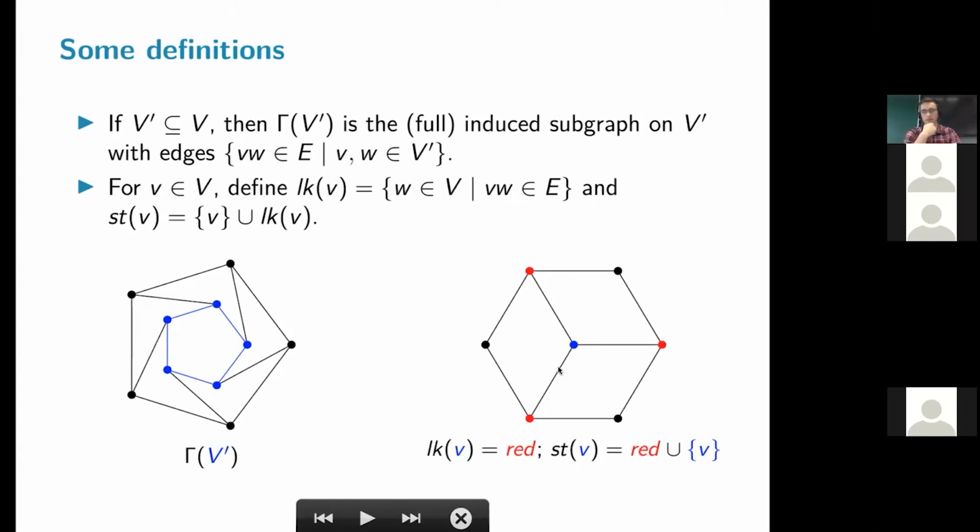And then on the right-hand side, we define the link and the star of a vertex. The link of a vertex consists of all other vertices that are connected to it. So for instance, the link of the blue vertex is the three red vertices. And the star of a vertex is simply the link together with the vertex itself, hence the name star, because you get some sort of star shape. So in this case, the star of the blue vertex is the four vertices here.